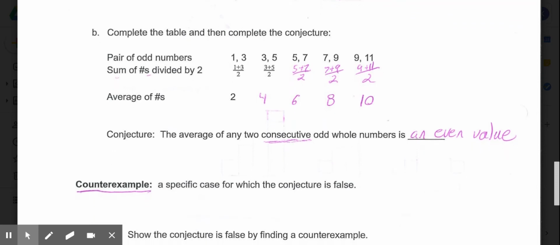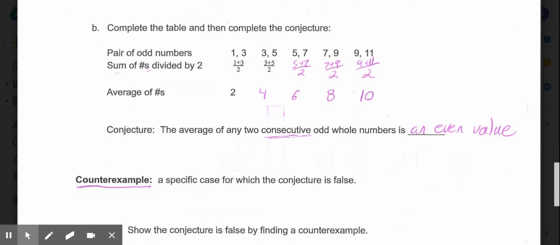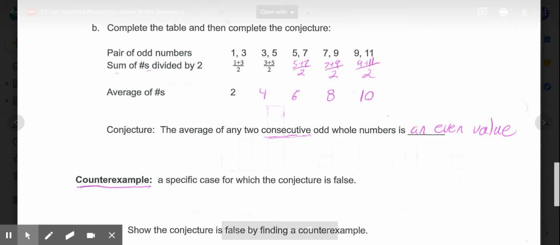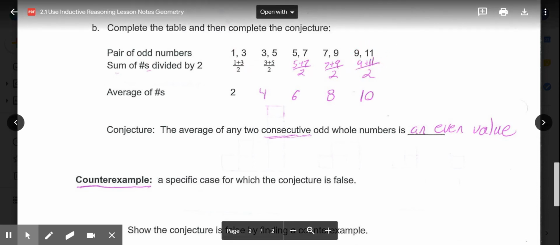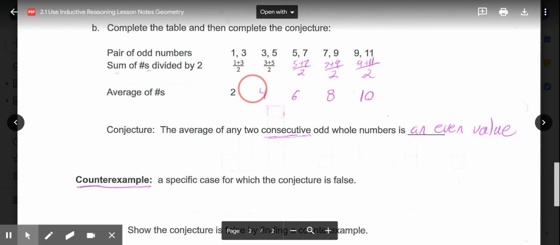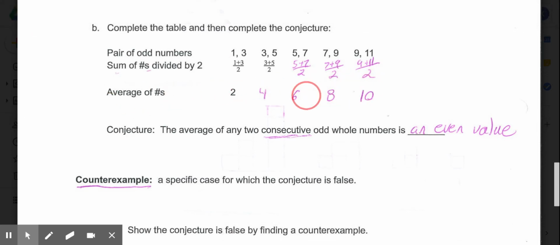In B, it says complete the table and then complete the conjecture. So the table didn't print very well, but we'll pretend there's a line going across here. On top is the pair of odd numbers. In the middle would be the sum of the numbers divided by 2. And the bottom row of our table would be the average of those numbers.